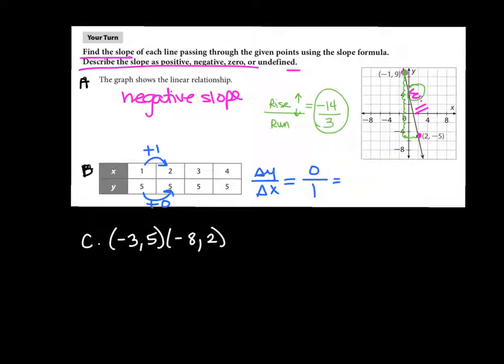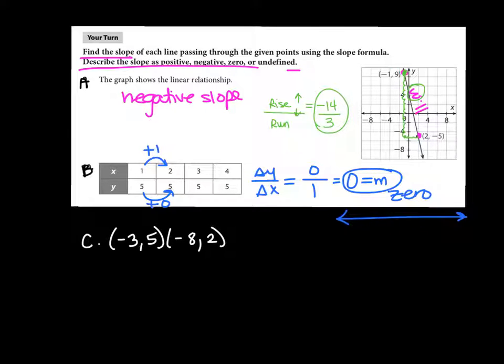0 over 1, if you use a calculator or if you divide, that just gives you 0. So my slope is 0, so m is 0, and that is a 0 slope if we define it. That means if you plotted that table, it would give you a slope that looked like this.